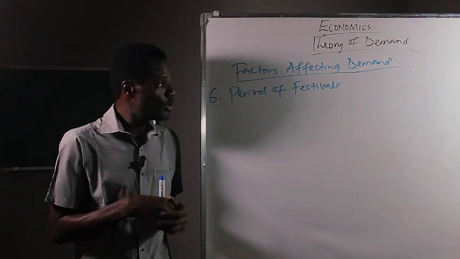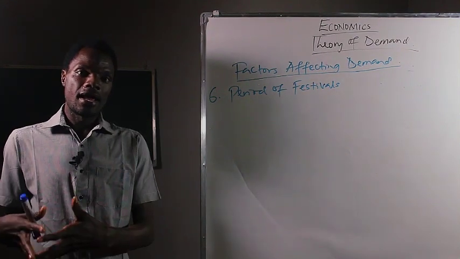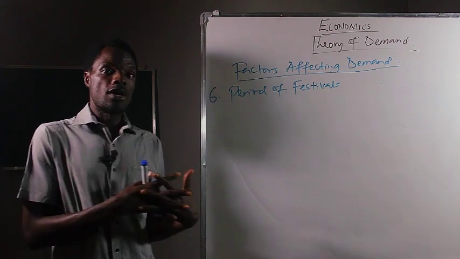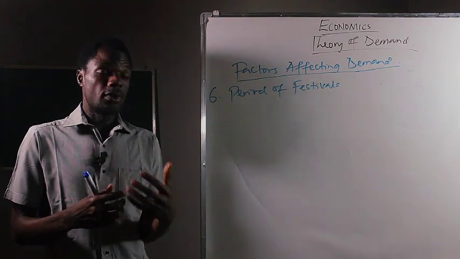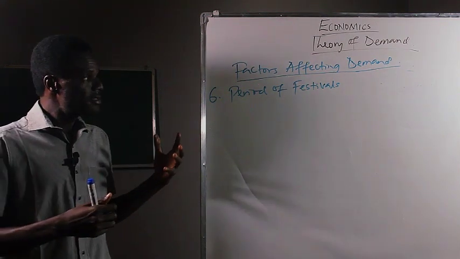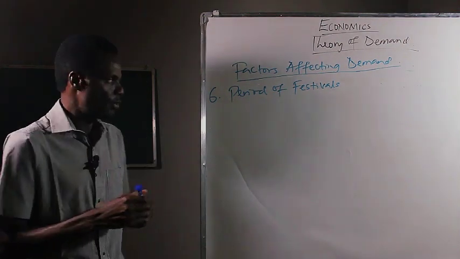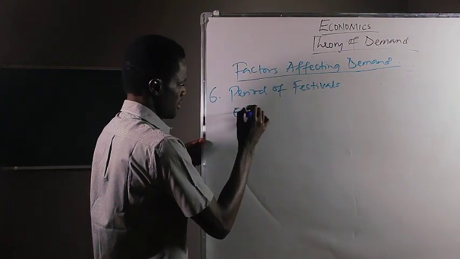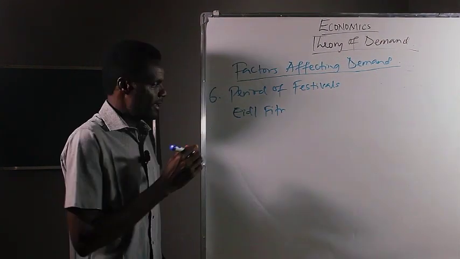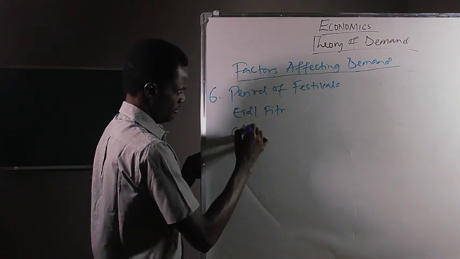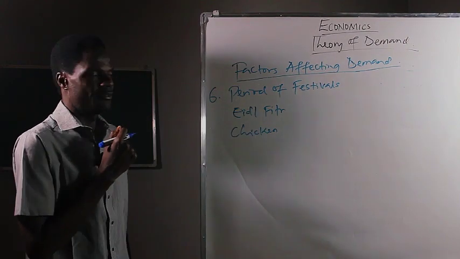Now, the next one is the period of festivals. That is the festive season, like Salah or Eid al-Fitr or Eid al-Kabir, and Christmas or Easter. Now, whenever there is this festive season, people tend to buy more goods and services. For example, during Eid al-Fitr, people tend to buy more chicken than at any other time. Why? Because it is a festive season.